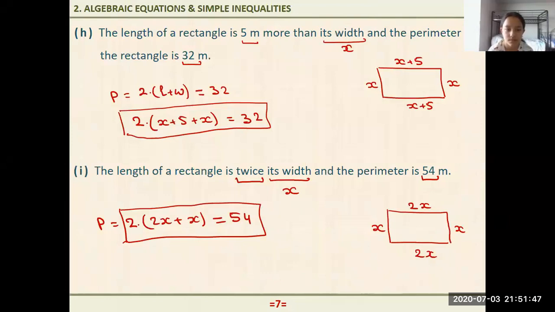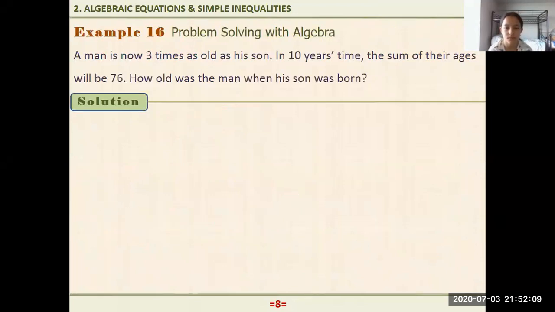So that is what we did in the last minutes. Now we will continue. Now we will solve problems, not only forming the equations. We need to read the problem, form our equation, and now we have to solve it. So, problem solving with algebra. Let's start with this example.